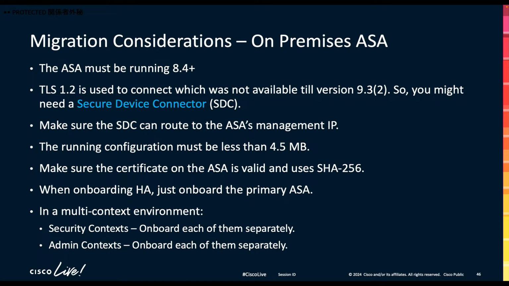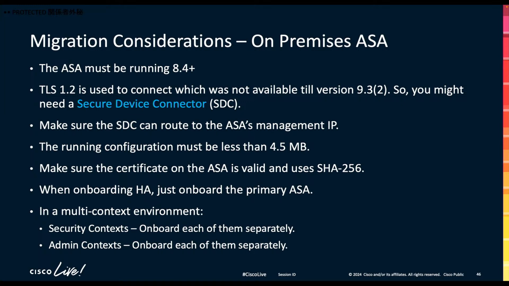Now, make sure that the ASA's management IP is reachable from SDC. Pretty obvious. Make sure the ASA's config is no more than 4.5 MB. Even if it's a little bit over, doesn't work. So save the config to the ASA CLI, then go to the flash, and then you can check the file size before you upload it.